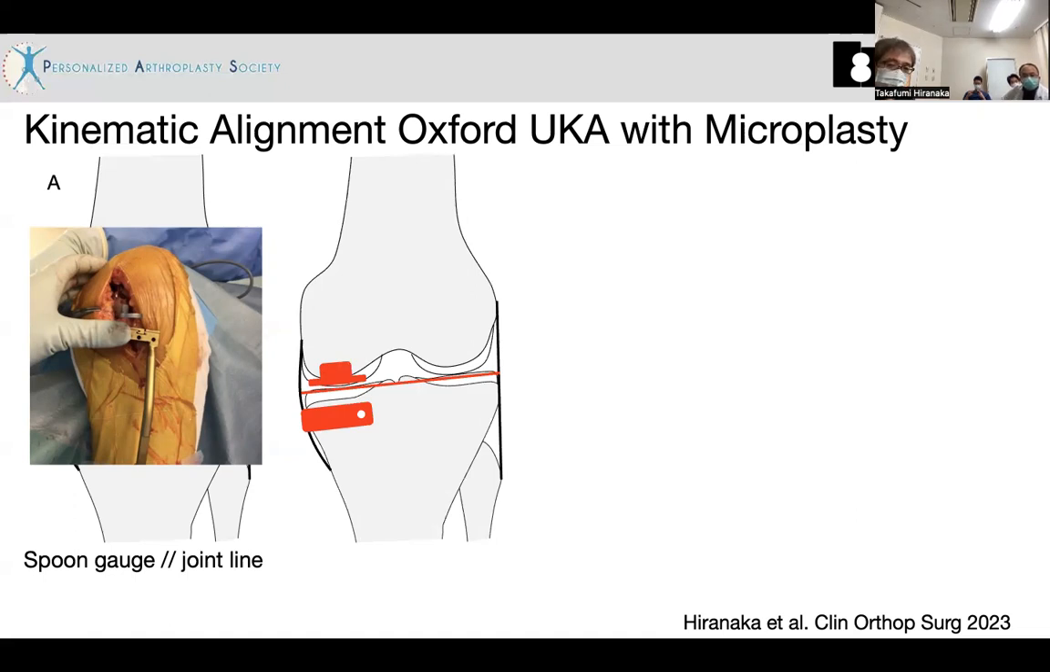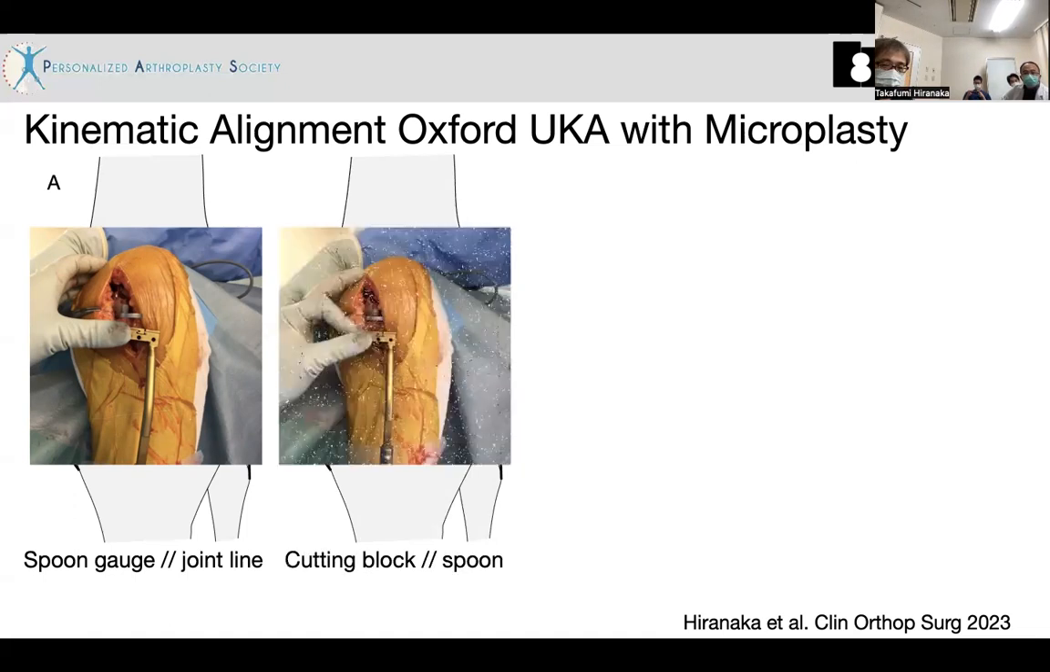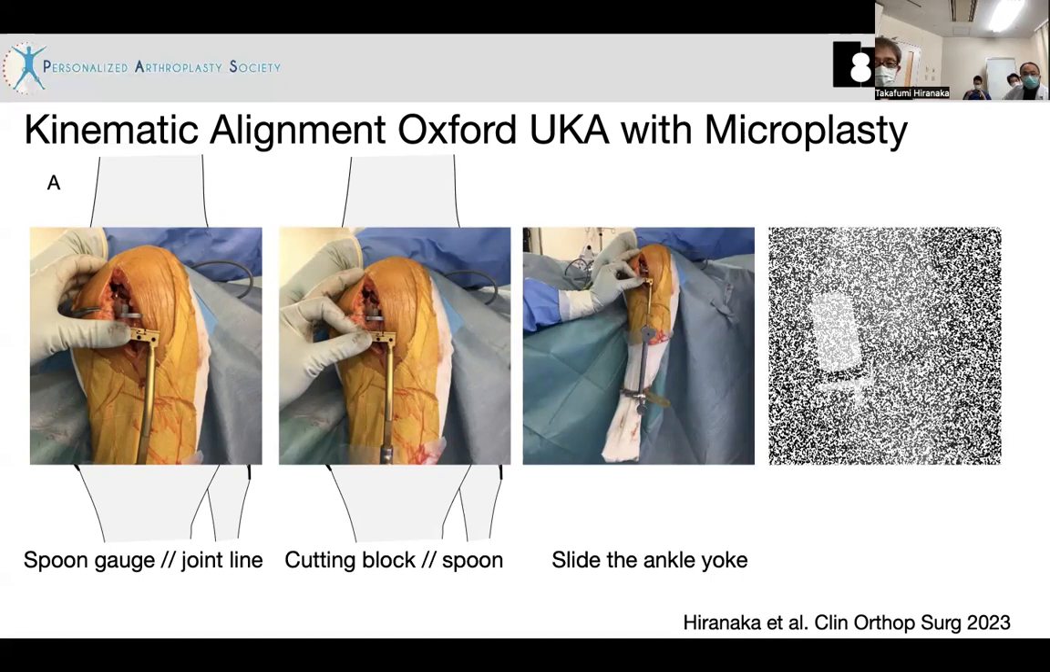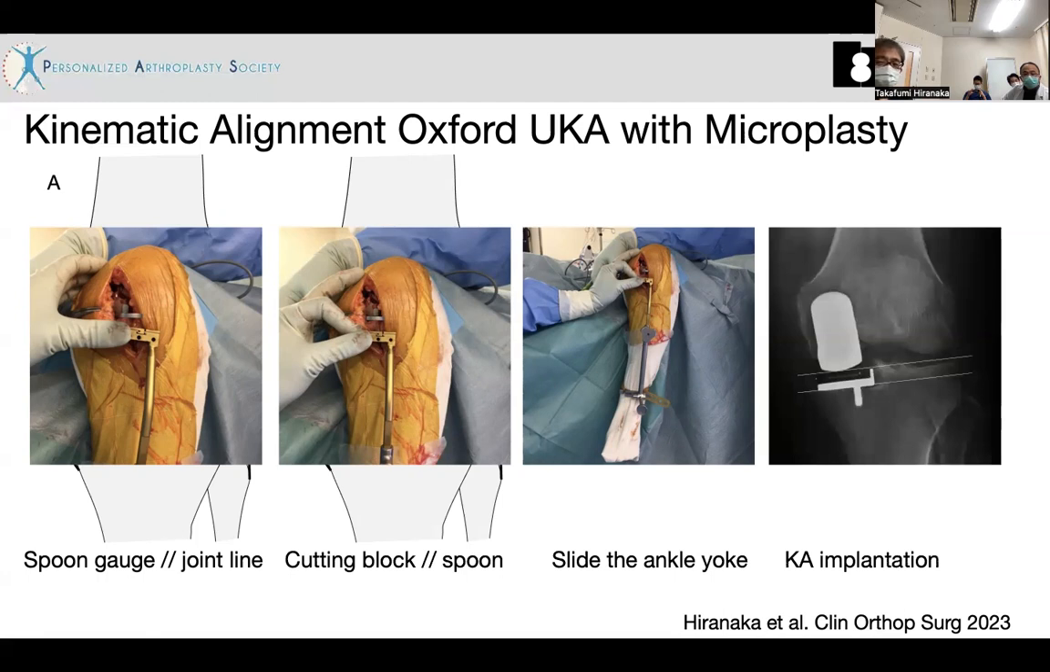Then, as a result, this cutting block can be parallel to the joint line. So like this. For this purpose, we use a slidable piece like this. As a result, this placement of the cutting block can be parallel to the joint line.